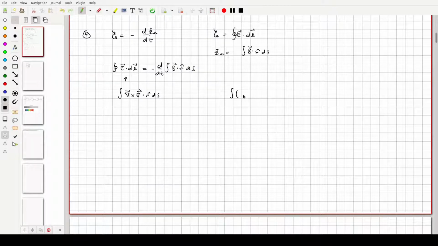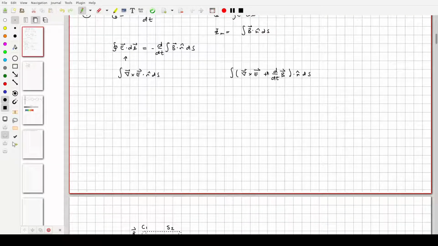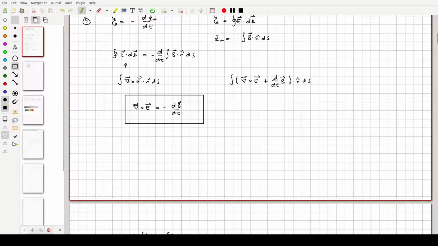And when I do that, I have del cross E plus dB dt, noting the fact that the surface here isn't changing with respect to time in general. It's something that we draw, we define. And again, this only makes sense if this is equal to 0. So we have del cross E is equal to minus dB dt. Okay, so again, you can box this.